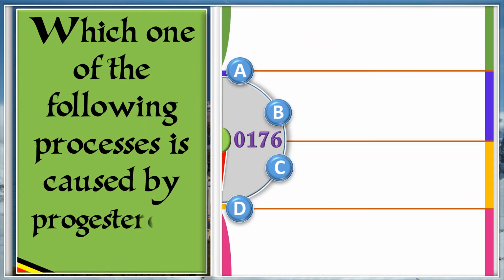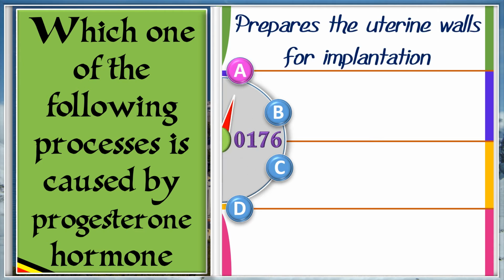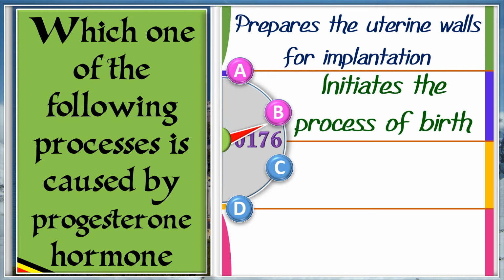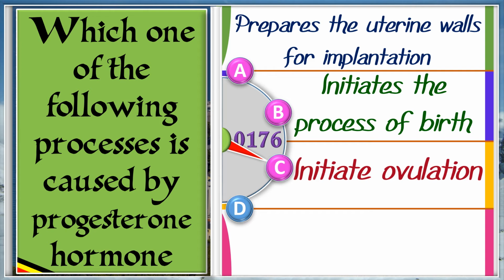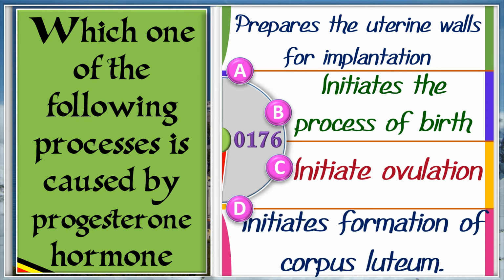Which one of the following processes is caused by progesterone hormone? A. Prepares the uterine walls for implantation. B. Initiates the process of birth. C. Initiates ovulation. D. Initiates formation of corpus luteum. And the answer is A. Prepares the uterine walls for implantation.